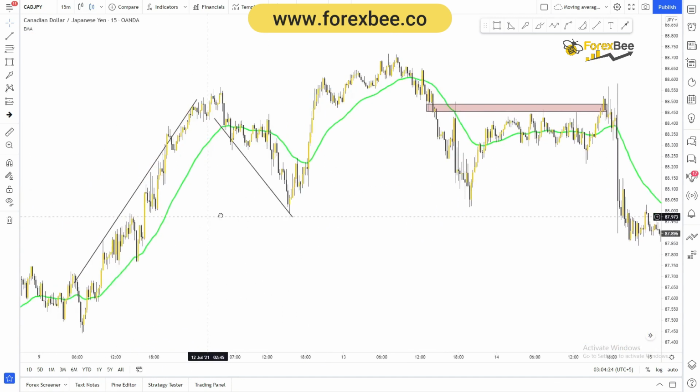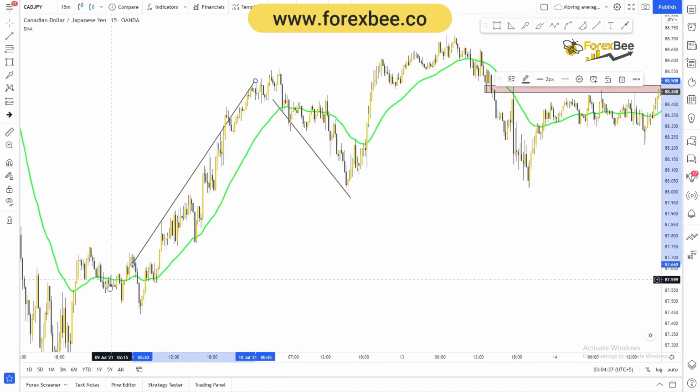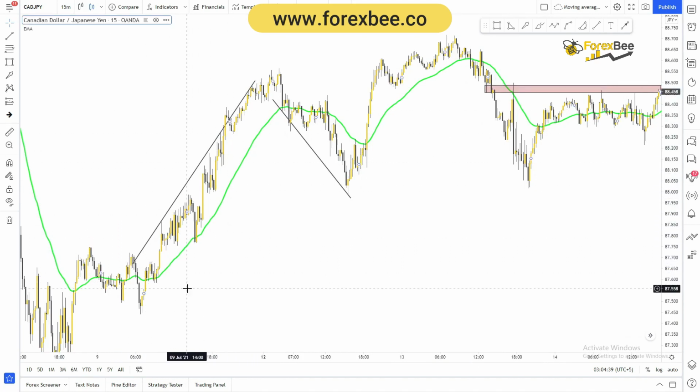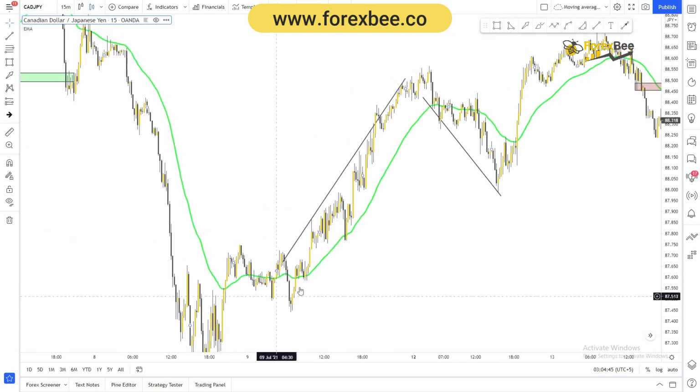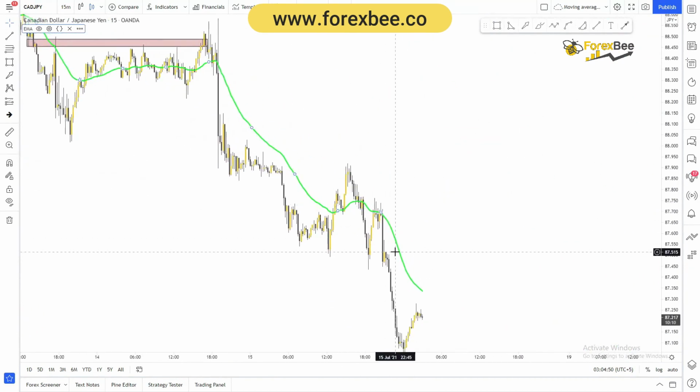So these also act as good supports and good resistances. Like when the trend changes, this support converts into resistance. So this is basically a trend line resistance here, and this is a dynamic support here. You can see the price touching it and then bouncing back. So the exponential moving averages act as good supports or dynamic supports and resistances.